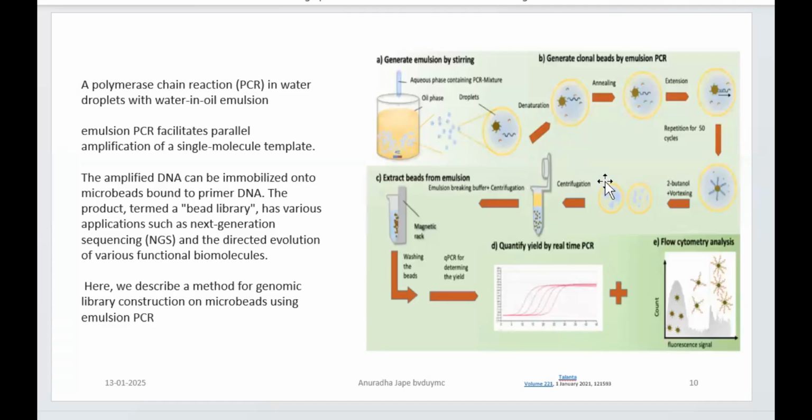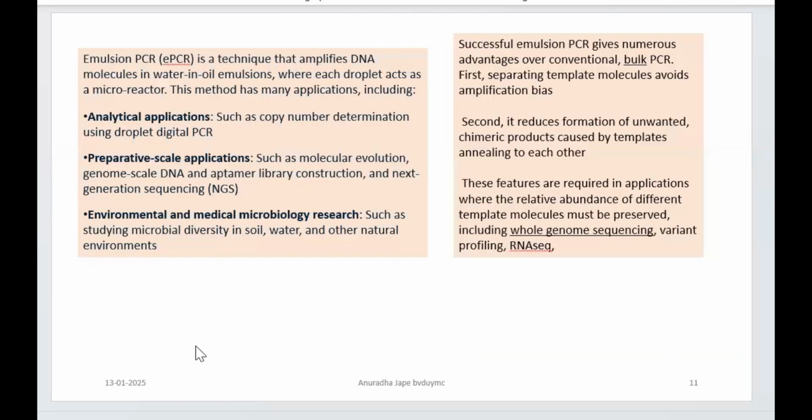All right. Now you are going to break these droplets, right? So there are different methods for extracting beads from the emulsion, and then you have to go for quantifying by real-time PCR and flow cytometry analysis. I'm not going to go into these details, but at least the concept where it differs from normal PCR, what the word emulsion means, is clear to you now, right? So these emulsion PCRs are used for amplification of DNA molecules in water-in-oil emulsions. So each droplet acts as a microreactor or microchamber, and it has got lots of applications.